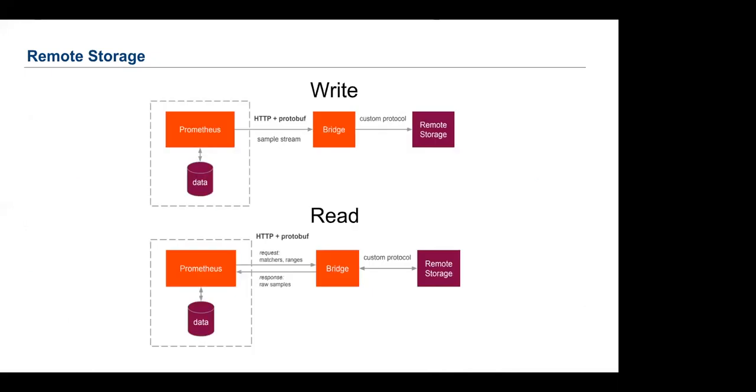So this is how their remote storage interface looks. Whenever Prometheus gets a write, it writes to its own database and then also forwards the write request over the remote write API to remote storage. And you usually need a bridge to convert between this format and your remote storage format. Similarly, when Prometheus gets a query, it will execute that query, figure out the data needed, and get that from the remote storage. Prometheus still owns the responsibility of applying any functions to that data.